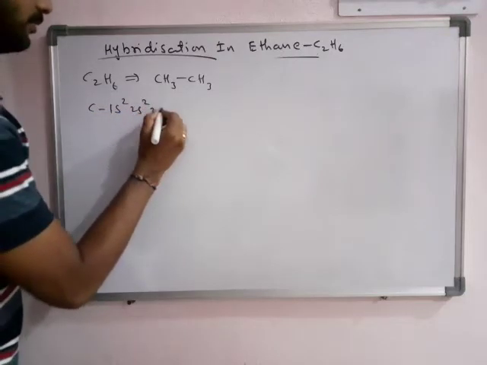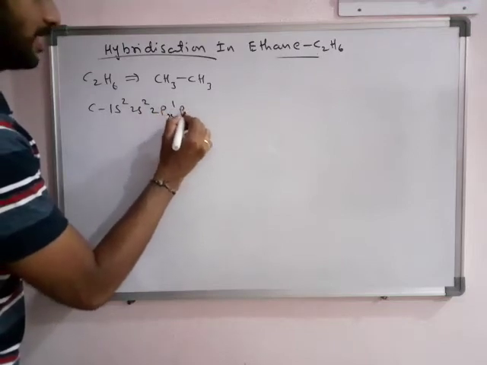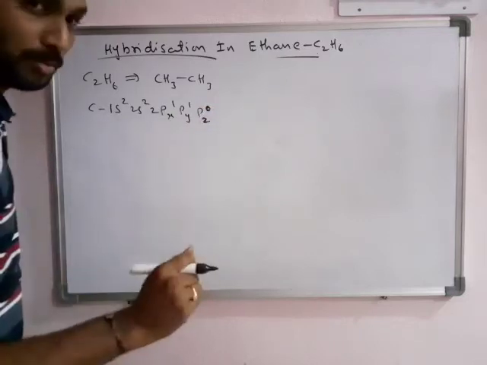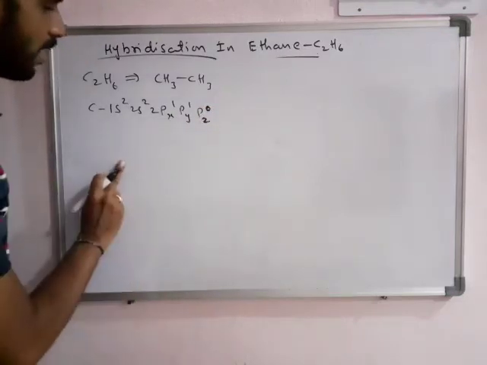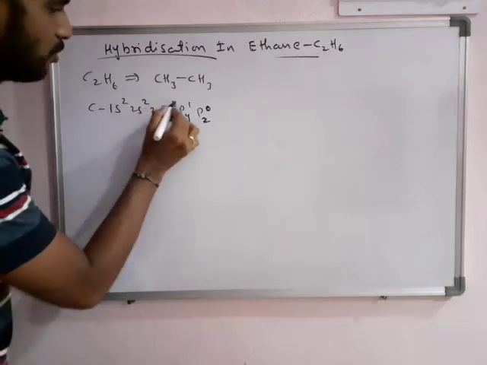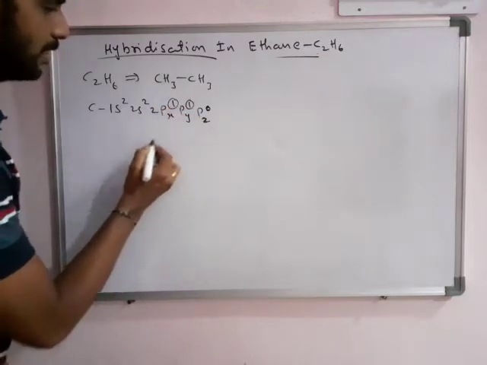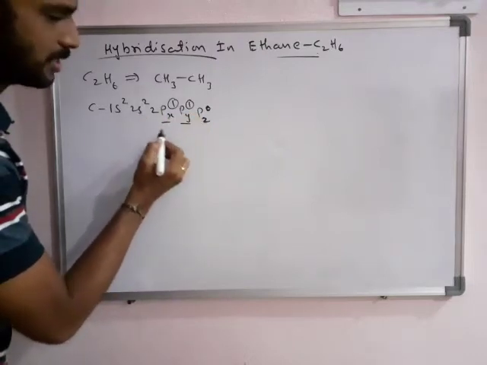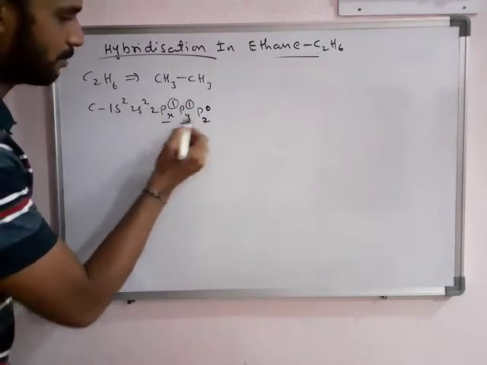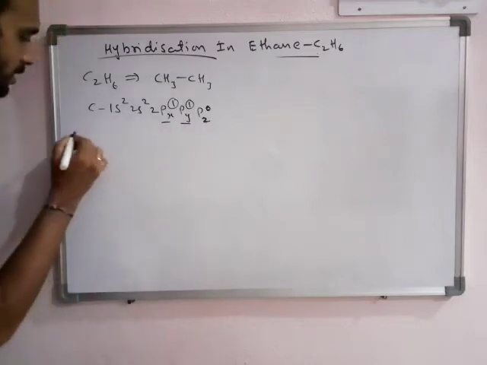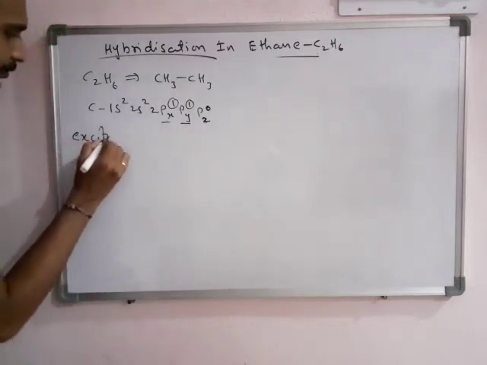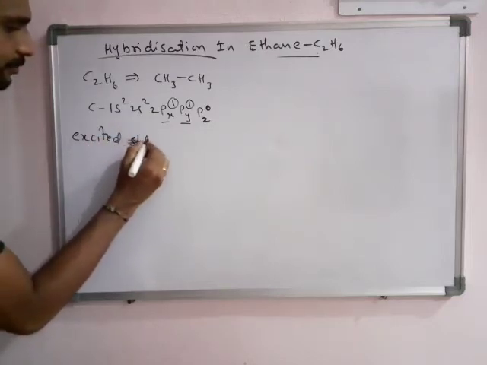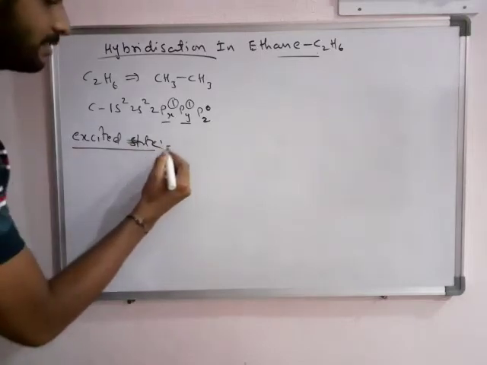So here you see the carbon always having electron configuration 2s2 2px1 2py1 2pz0, and we know that carbon must possess 4 bonds. To get 4 bonds there must be 4 unpaired electrons, but in the normal state it is having only 2 unpaired electrons, so it must possess 4 unpaired electrons. So for this purpose carbon always undergoes an excited state.